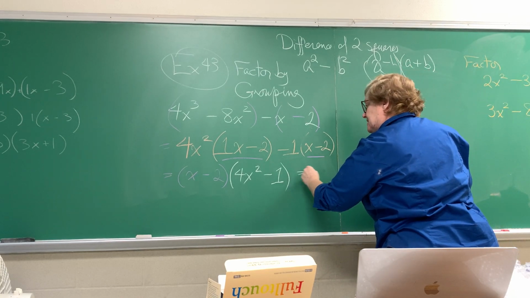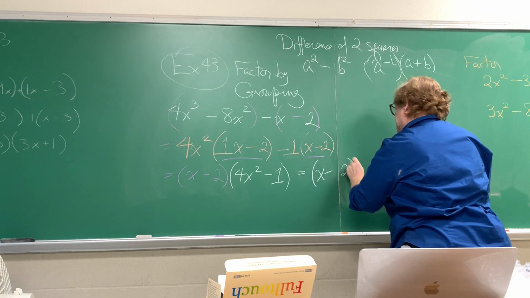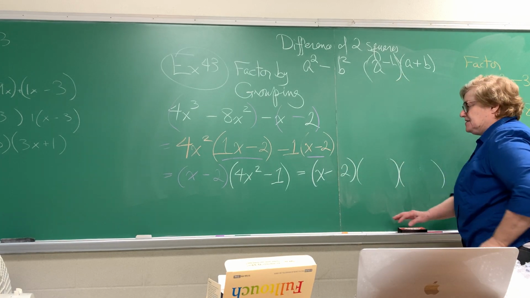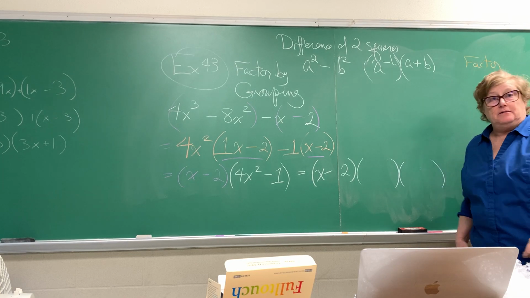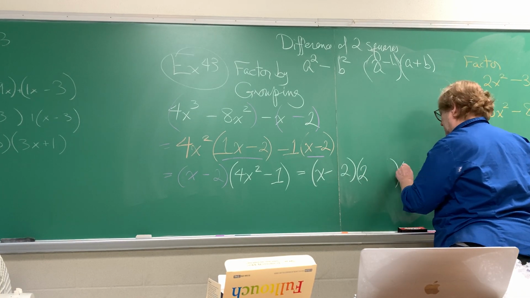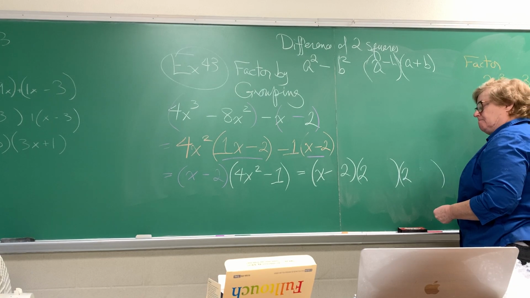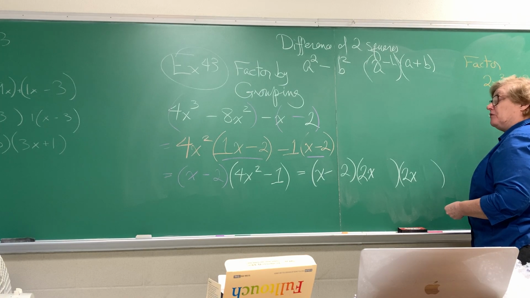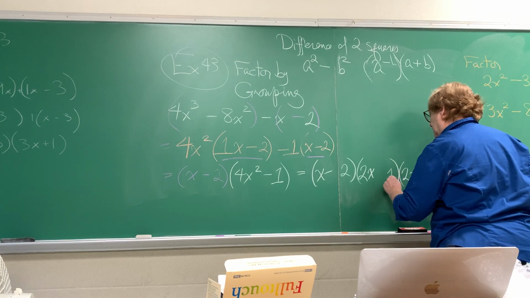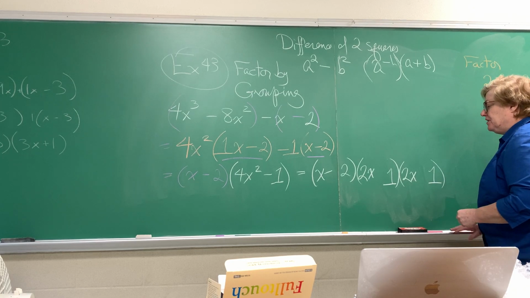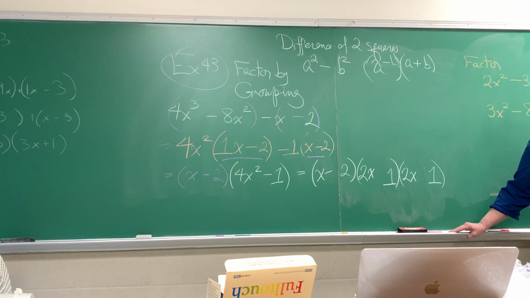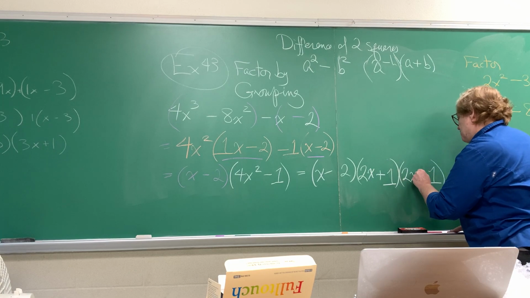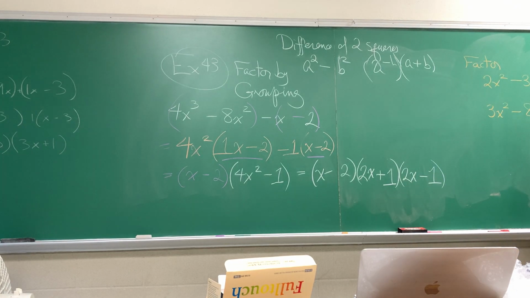So we can write this as x minus 2. Let's see, what is the square root of 4? 2. What is the square root of x squared? X. Good. And what is the square root of 1? 1. Good. What do I need to put inside one of these parentheses? Positive and negative. Exactly right. This looks like a really fun thing to check. So let's do it.